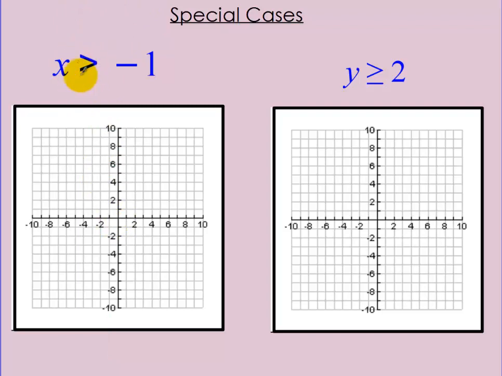Since it's just the greater than part, not the or equals to, I'm going to do a dashed line at x equals negative 1. That goes straight up and down, just like this. The arrowheads.